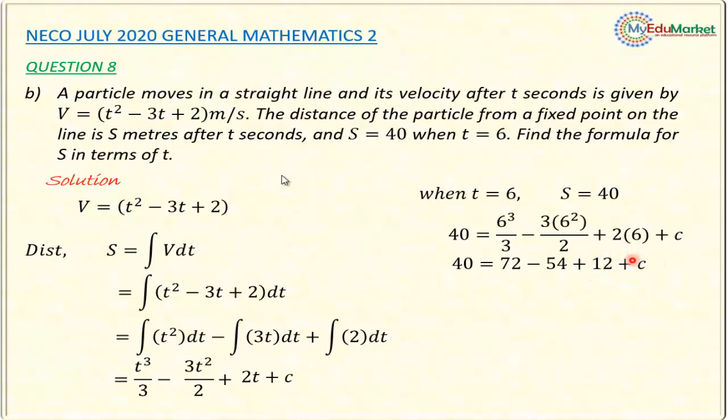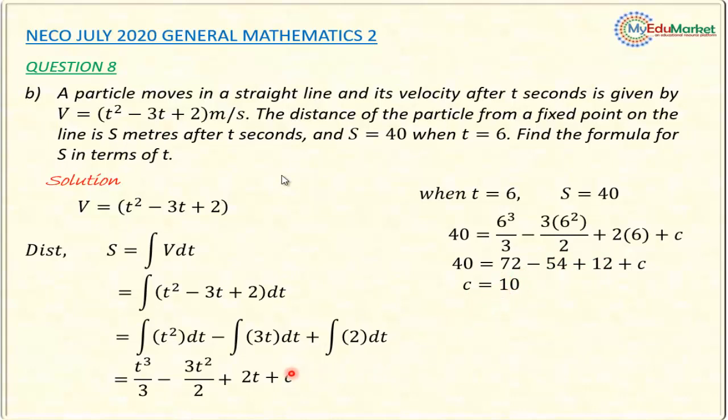I'm interested in finding c in this case. So I'm going to take all those to the left hand side, and I'm going to have c equals 10 after collecting like terms. Taking all this to this side, I'm going to have 40 minus 72 plus 54 minus 12. The result is going to be 10, so c will be 10. So I now have my c as 10.